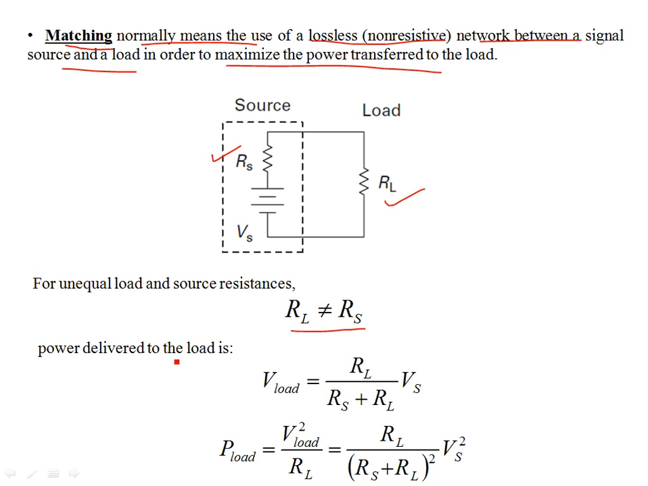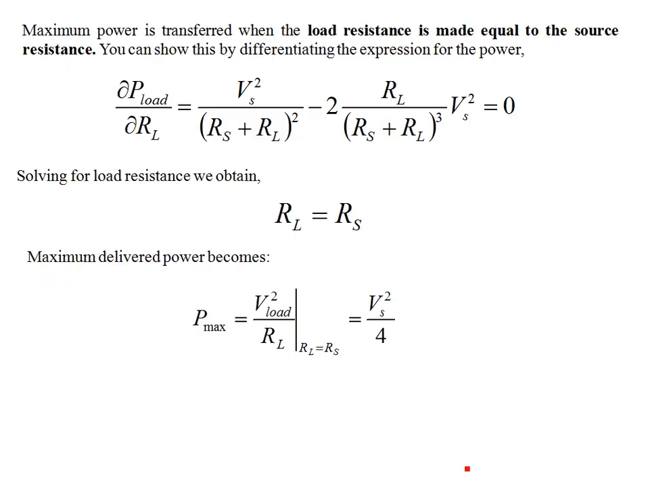impedances or resistances are equal. The condition for the maximum delivery of power can be derived from the expression of P load, the power delivered to the load, because the voltage on the load can be obtained from simple voltage division, RL over Rs plus RL times Vs. So this is your voltage at the load node, this is your V load, and the power is V squared over RL. This is your power at the load, given the voltage generator Vs.